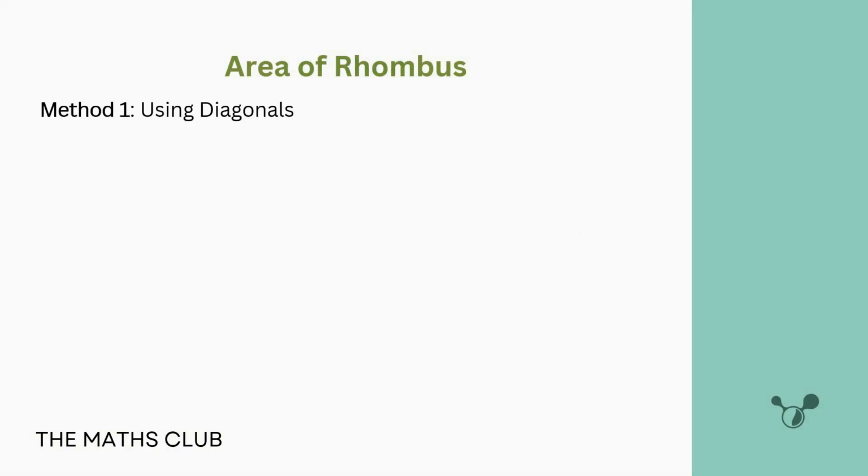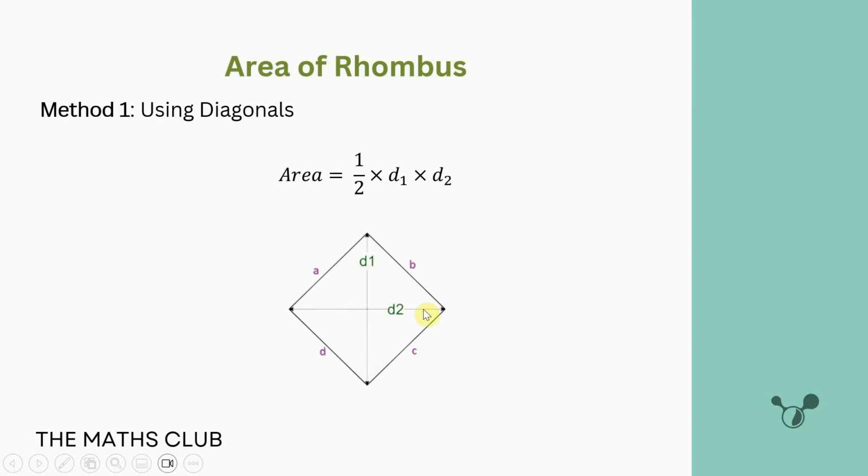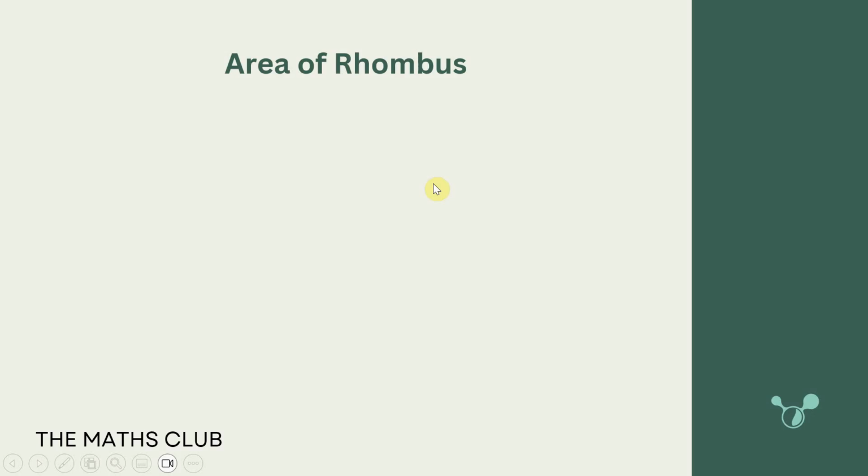How do we find the area of a rhombus? First is by using diagonals. So we could find it saying the area of a rhombus is half d1 times d2 when you have diagonals. So if I have diagonals d1 and d2, I would just say half times d1 times d2.